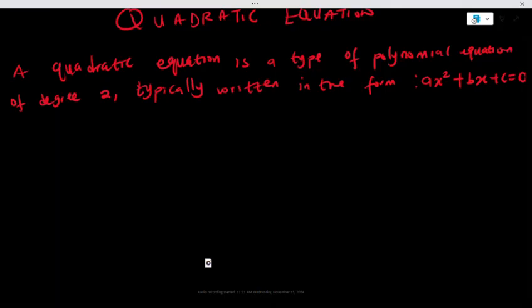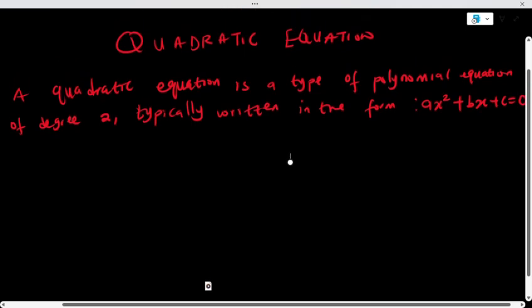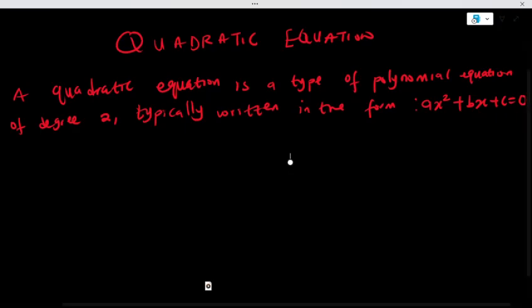Today, we'll be talking about quadratic equations. So, what is a quadratic equation? A quadratic equation is a type of polynomial equation of degree 2, typically written in the form of ax squared plus bx plus c.